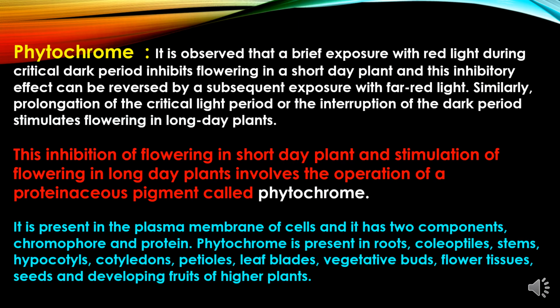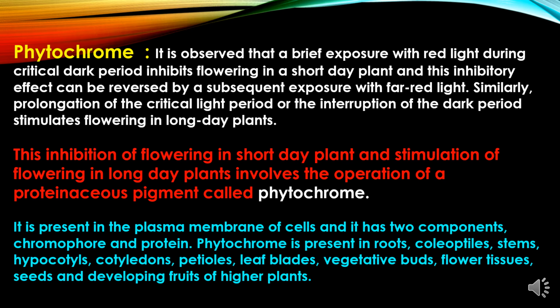Phytochrome. It is observed that a brief exposure to red light during the critical dark period inhibits flowering in a short day plant, and this inhibitory effect can be reversed by subsequent exposure to far red light. Similarly, prolongation of the critical light period or interruption of the dark period stimulates flowering in long day plants. This inhibition of flowering in short day plants and stimulation of flowering in long day plants involves the operation of a proteinaceous pigment called phytochrome.